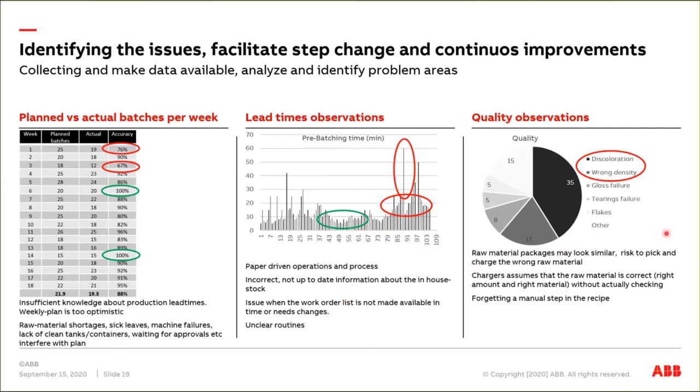And the last example is related to quality. This is from a paint production. So they are producing paint emulsion. And based on the quality observation, they had non-conformances related to discoloration and density. And the root cause for that was errors in dosing. So raw material bags looked very similar, so there was a risk to pick and dose the wrong material. And then some manual steps were forgotten that caused these quality issues.